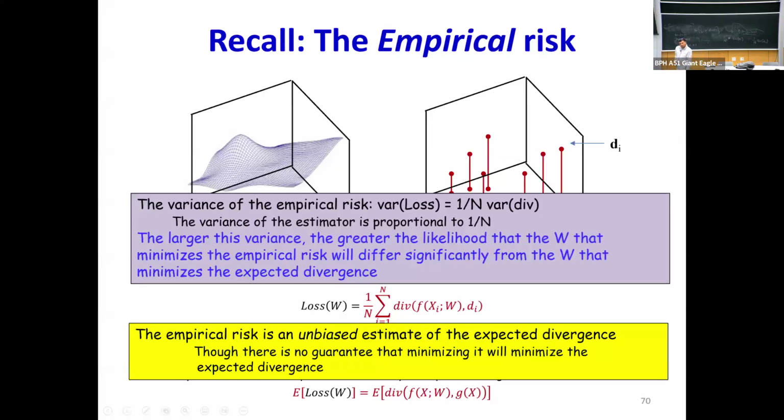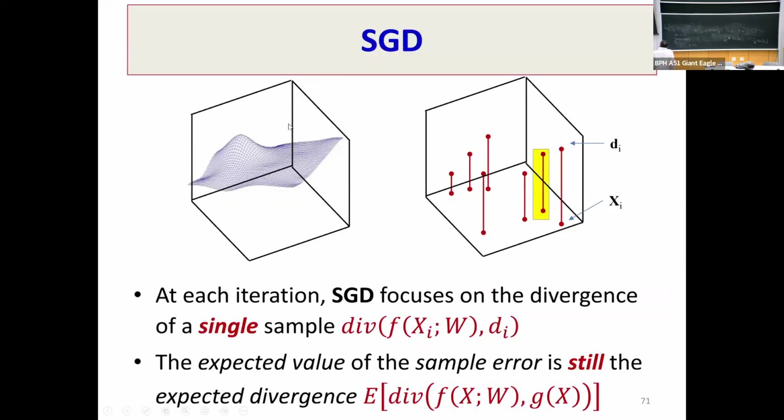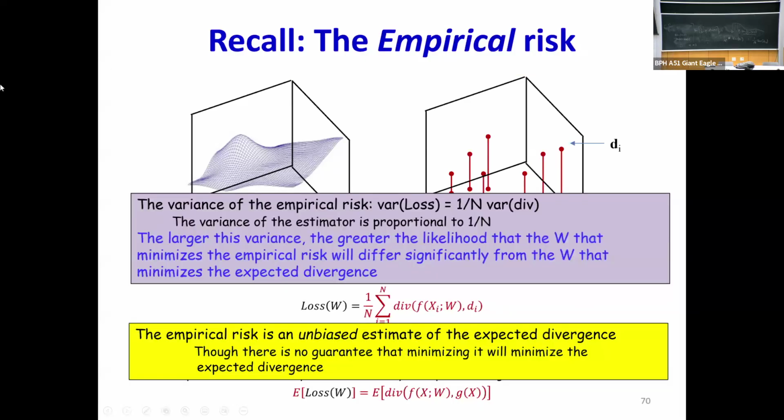the empirical risk we saw, the expected value of the loss is the actual objective that we are trying to minimize. So we call this an unbiased estimate of the expected divergence. But the variance is 1 over n times the variance of the divergence of individual data points, right? So how does it affect us? At each iteration, so now if I'm performing batch updates, then I'm working on large batches, so the variance across different training sets is going to be quite small because n is a large number.